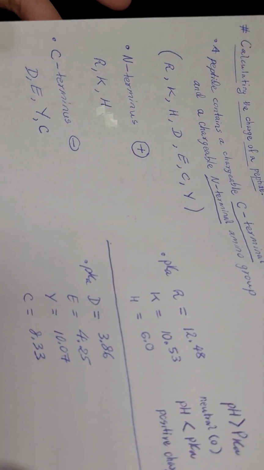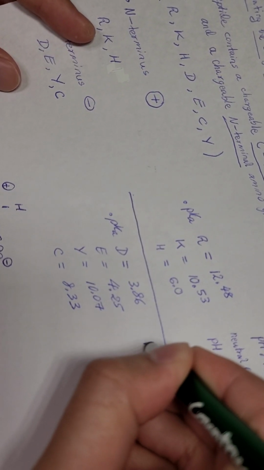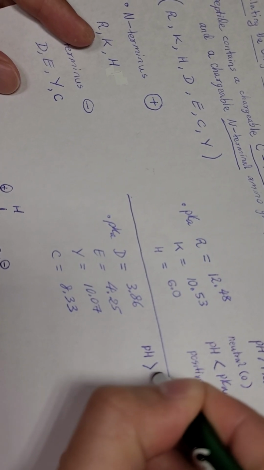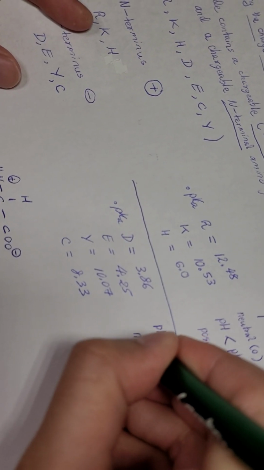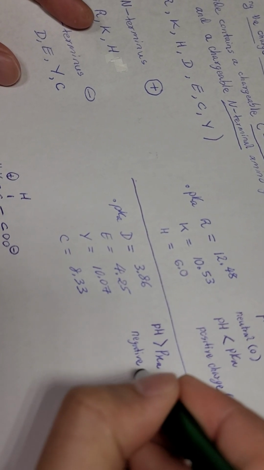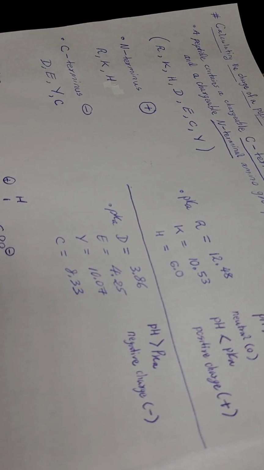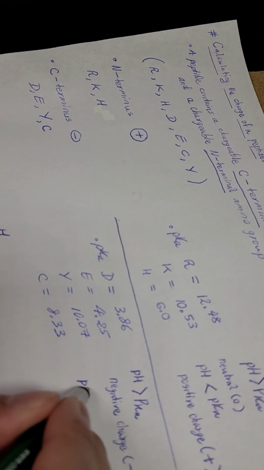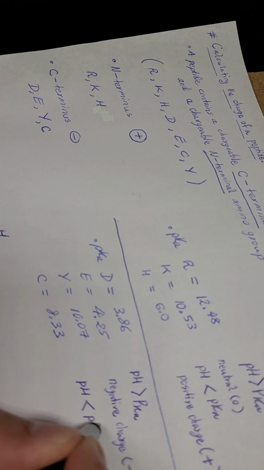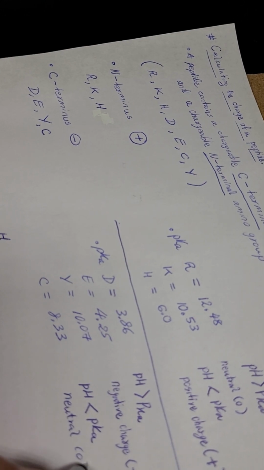How about the C-terminus charge? How to look at it: it will be negative only when pH is higher than pKa. If pH is lower than pKa, it will be neutral, or zero.